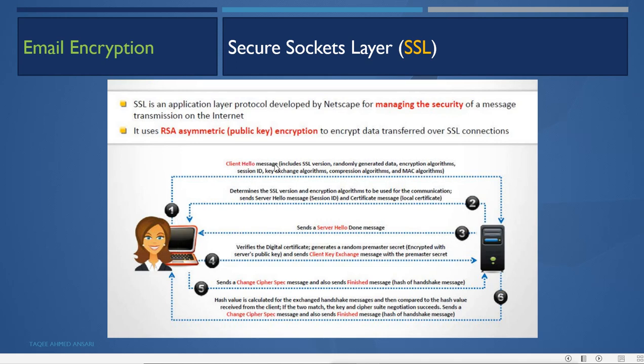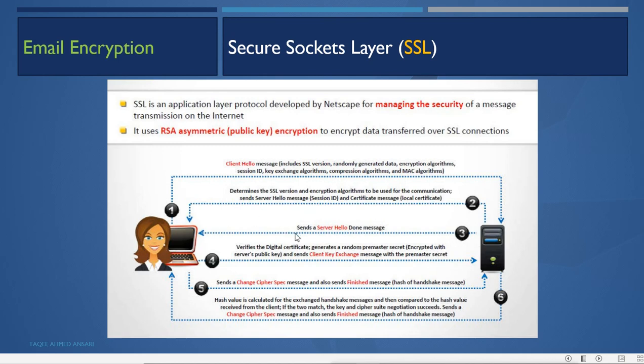So the user sends the information about the version of its own SSL, and other information like what encryption algorithms it can support, and then the server sends what it can support, and then the server sends a server hello done message. Now when the hello done is done, the user verifies the digital certificate and generates a random pre-master secret that is encrypted with the server's public key, the public key which is given by the server, and sends the client key exchange message with the pre-master secret.